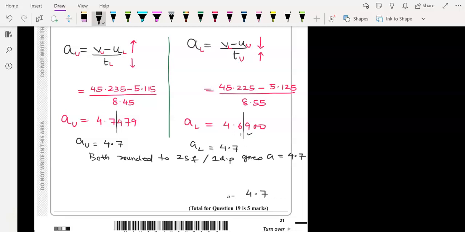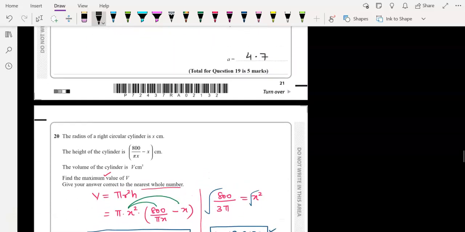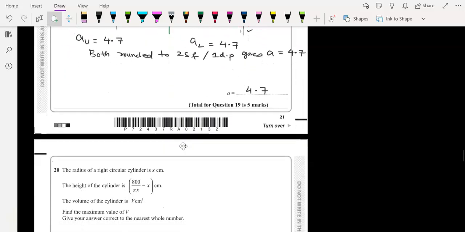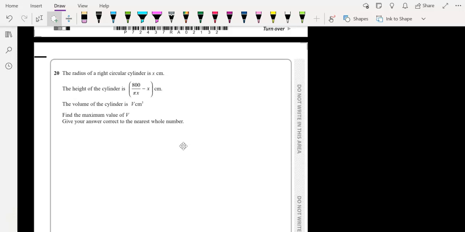Okay. So next question, that is question number 20. Question 20. The radius of a right circular cylinder is x centimeter. The height of the cylinder is 800 over pi x minus x. The volume of the cylinder is V cubic centimeter. Find the maximum value of V.